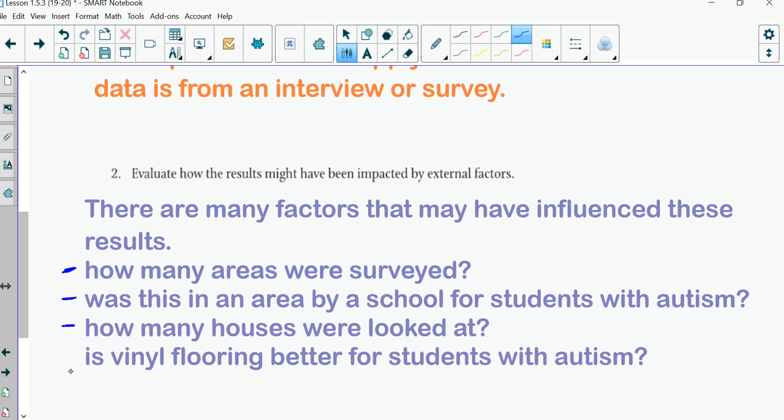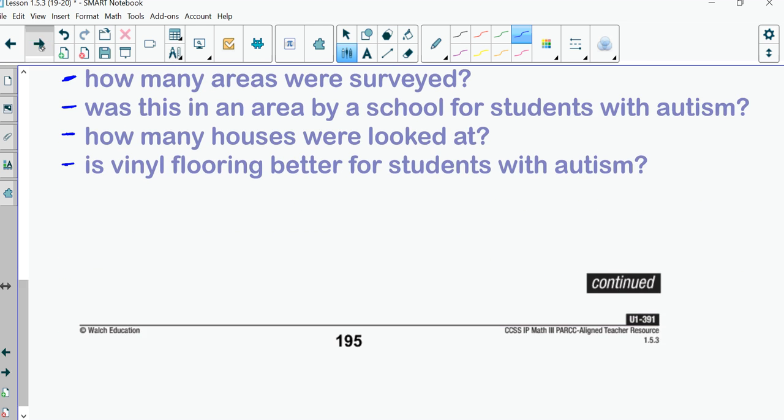And then last, is vinyl flooring better for students with autism? Meaning, has it been known that students with autism may have a tactile touch preference, and vinyl flooring is a softer option than wood flooring? So then they put that in. A lot of those houses had that flooring put in as an accommodation for that type of child. These are questions I've gotten from students when we were in the classroom, so these are really good student-generated questions. Okay, moving on.